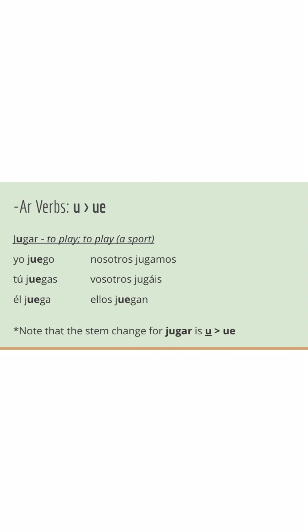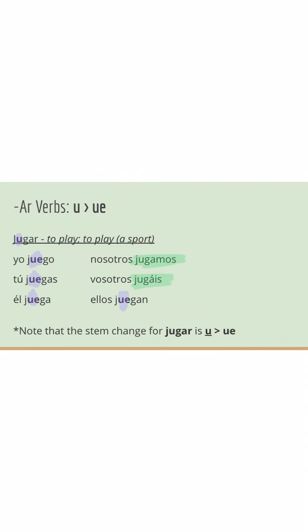Here's one more. This is considered a U to UE. Jugar, it's the only one that we're going to be working with that has this difference. And it is jugar, to play, and it becomes juego. U to UE. Tú juegas, él juega. Nosotros jugamos. Vosotros jugáis. And then ellos juegan.